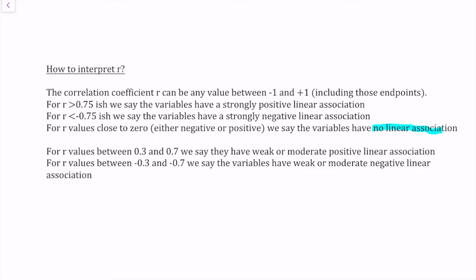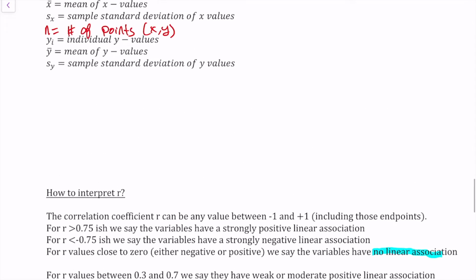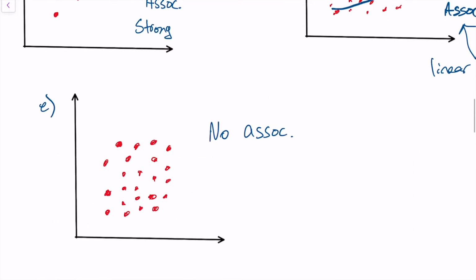Okay? And then we have these intermediate weak zones as well, right? And once again, this is not a standard rule. This is just something that I kind of observed. But R values between 0.3 and 0.7, we say that they have a positive linear association, but it's weaker than ones that are, say, greater than 0.8. And same thing for the negative values. If you have an R value between -0.3 and -0.7, we say the variables have a weak or moderate negative linear association. All right?